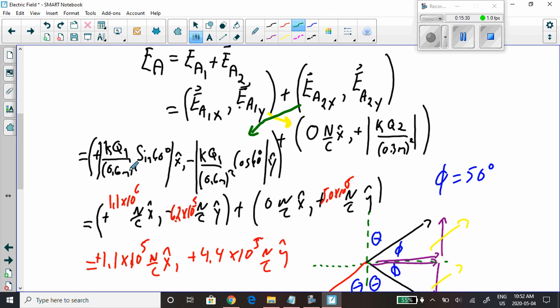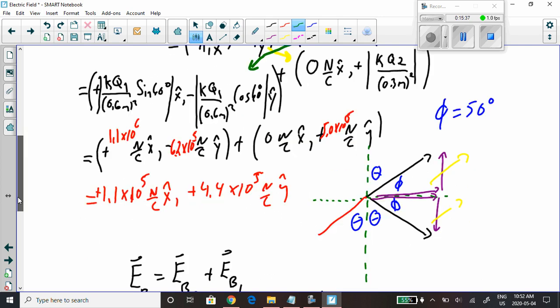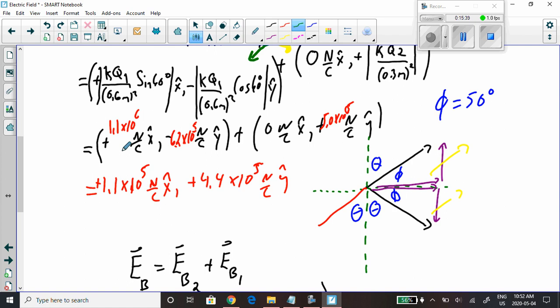So now we just collect this x with this x, this y with this y. We collect it, and we do our calculations, and here's our answer right there. There is our answer right here.